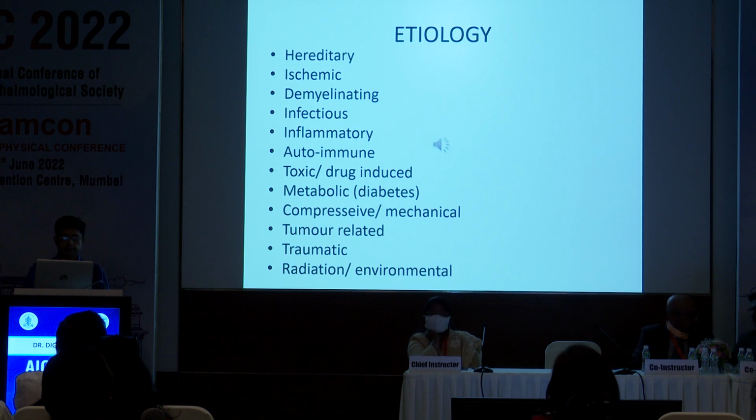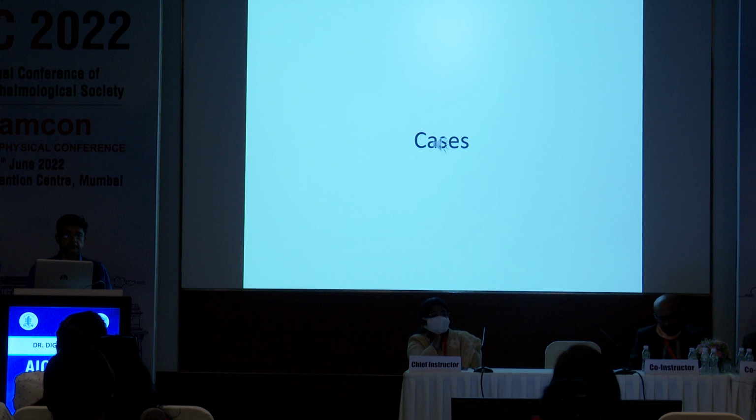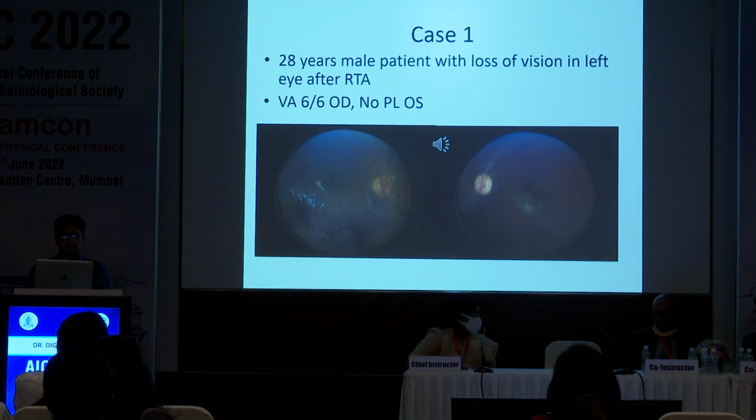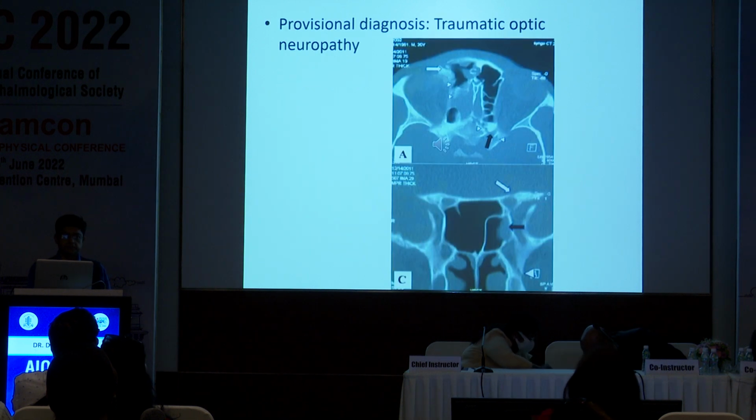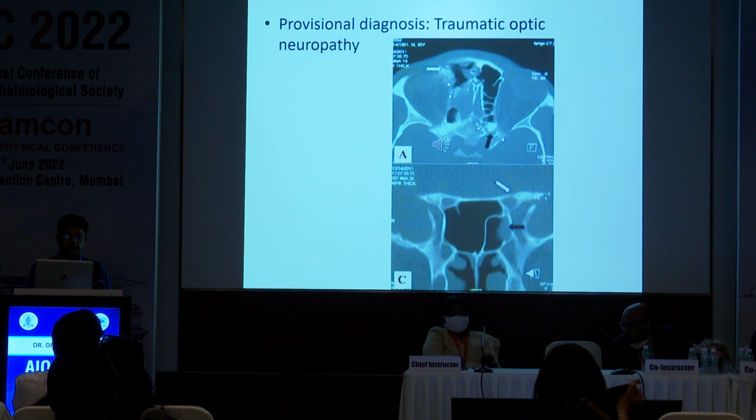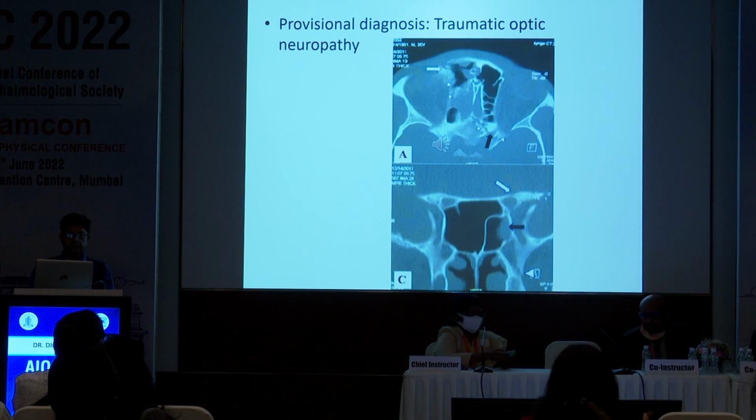Optic neuropathy would fit into one of these various etiologies. Let us look at a few cases. This is a young male who has had loss of vision in one eye after a road traffic accident. You can see the primary optic atrophy in the left eye. The imaging shows an orbital fracture near the optic canal.